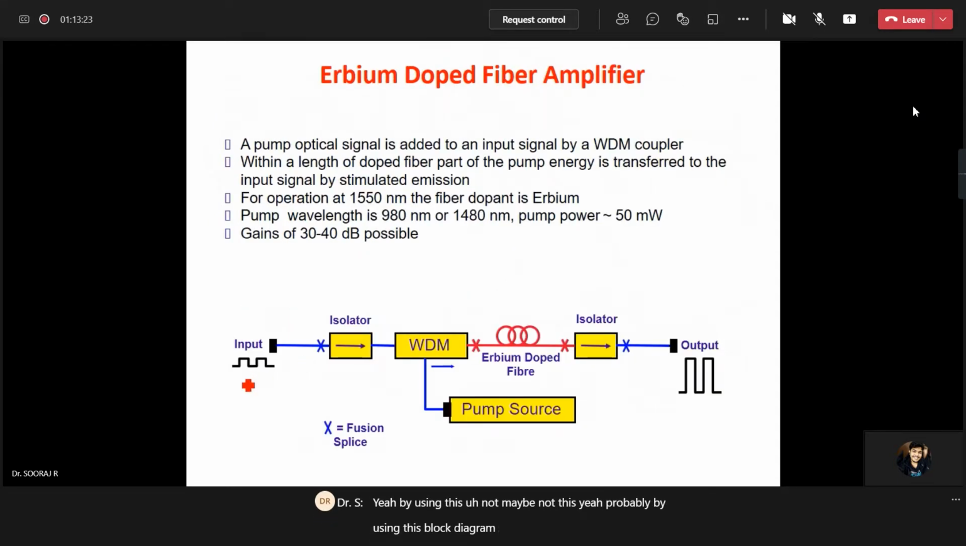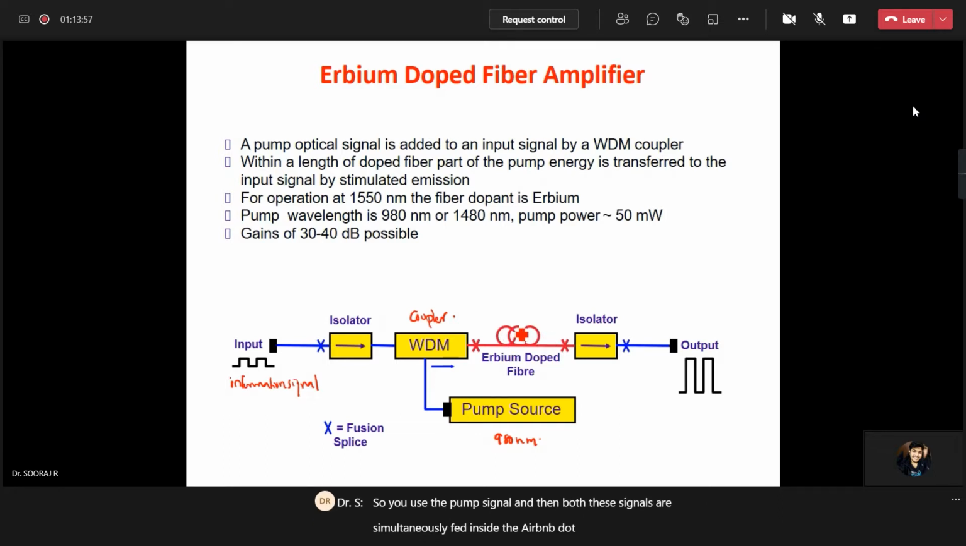So you have this input signal, which is the information signal. You have an optical coupler here, which will combine the information signal with the signal from the pump source. This is a 980 nanometer signal, which has to be constantly generated by you. You use the pump signal, and then both these signals are simultaneously fed inside the erbium doped fiber.